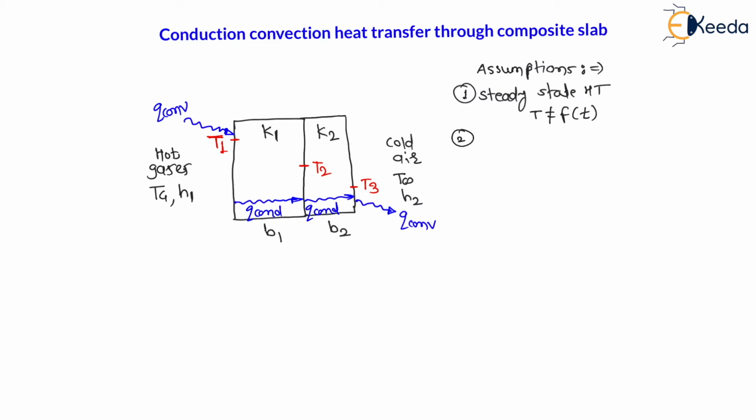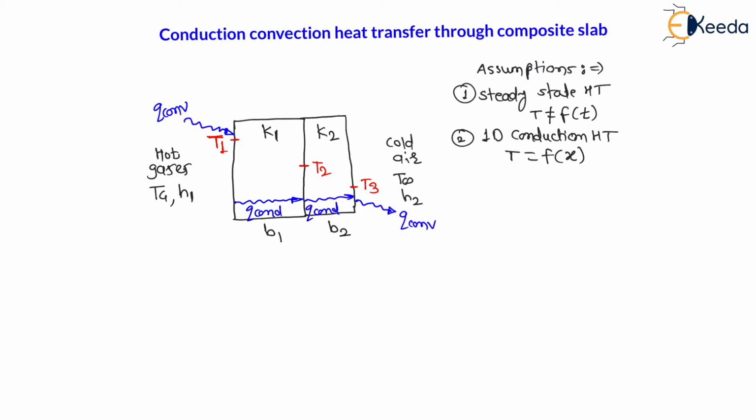The second assumption is 1D conduction, a unidirectional, one directional conduction heat transfer. That means temperature is a function of any one direction. Here I am considering left to right, that is the x direction. Therefore in this case temperature is a function of only the x direction, and therefore it is called 1D conduction heat transfer.